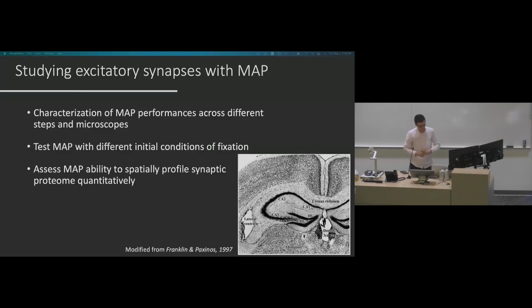The results I'm going to show you have been acquired in the CA1 subregion of the hippocampus, especially in the stratum radiatum, which is very dense in excitatory synapses, to show how powerful this technique is to locate proteins in a very densely connected region.